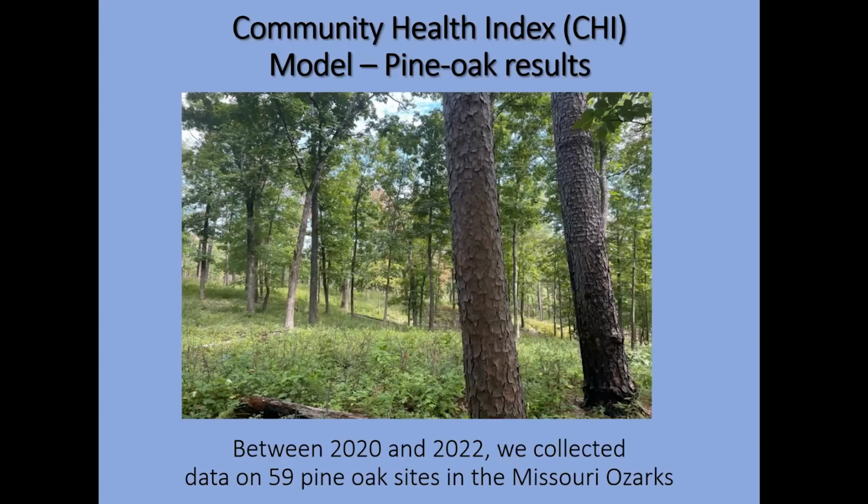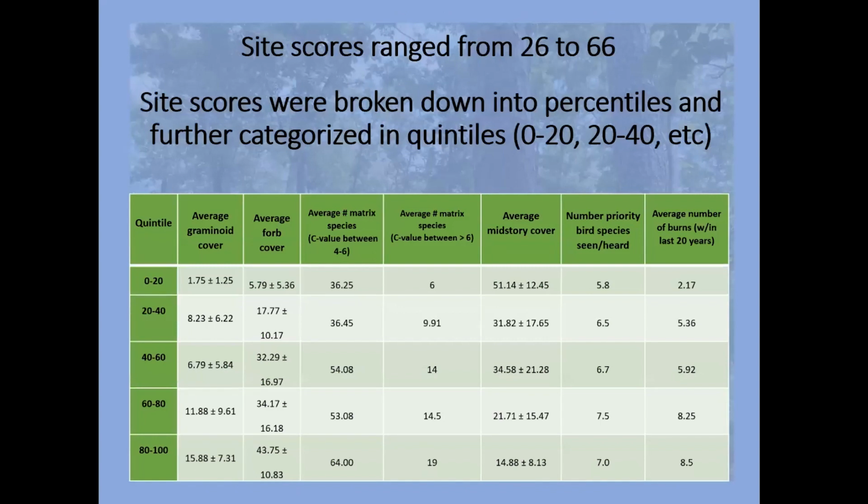Okay, so we're going to dive into a little bit of our pine oak data. Between 2020 and 2022, we collected data on 59 pine oak sites throughout the Missouri Ozarks. Site scores ranged from 26 to 66. The sites were broken down into percentiles and then further categorized in quintiles. So these would be 0 to 20, 20 to 40, etc. In previous reports, we categorized scores as poor, fair, good, but the quintiles are an effort to get away from that kind of subjective wording.